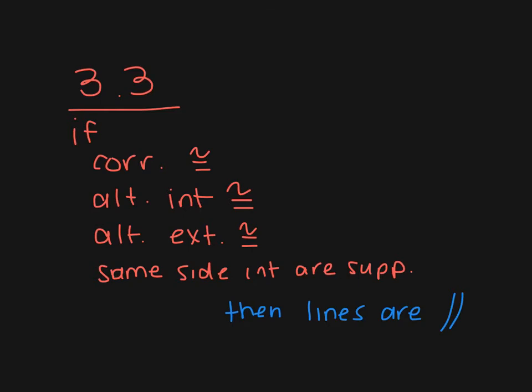So you'll see this once in your packet on number 36, where it says what value of x would make the lines parallel. And so you're just looking to identify, in that case, if they're corresponding, then those two angles would have to be congruent. If they're alternate interior, they'd have to be congruent. Alternate exterior would have to be congruent. And the same side interior would have to be supplementary.